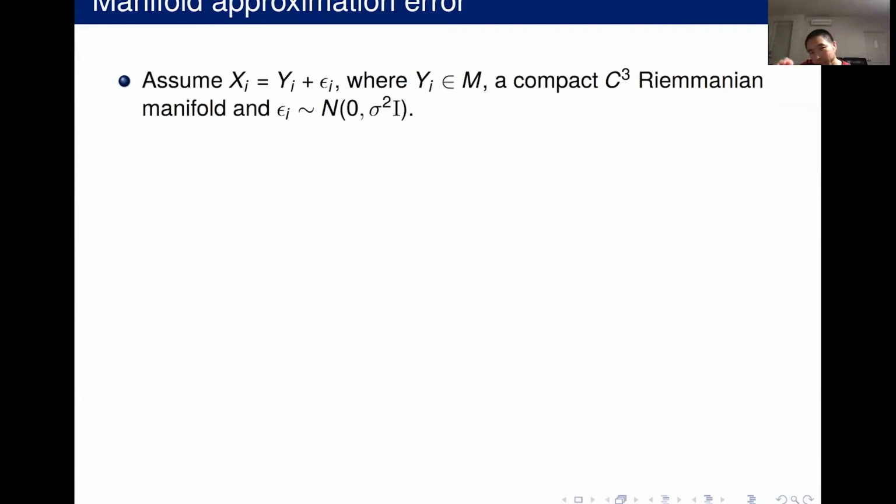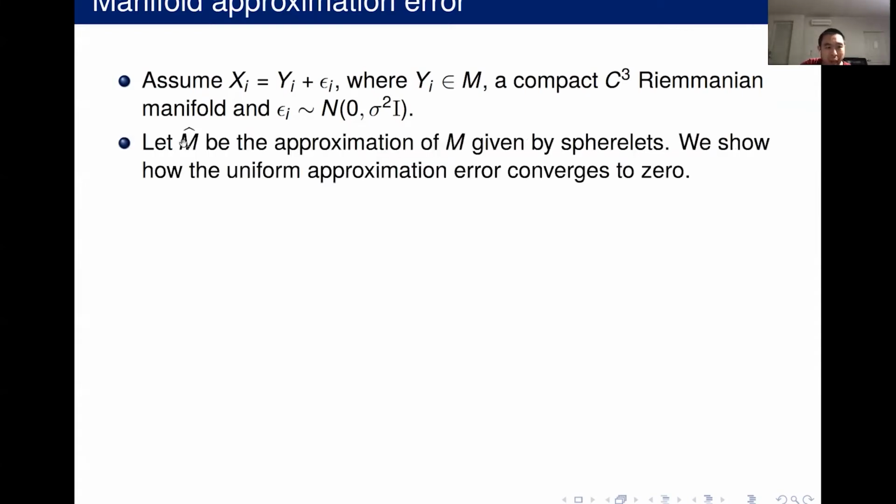Given some smart partitioning algorithm, that is, we cut the space into a lot of local pieces, and for each local piece, we run SPCA to get the optimal sphere, and then we let M hat be the union of such local spheres, and that's the approximation of the manifold M. We show how the uniform error converges to 0.